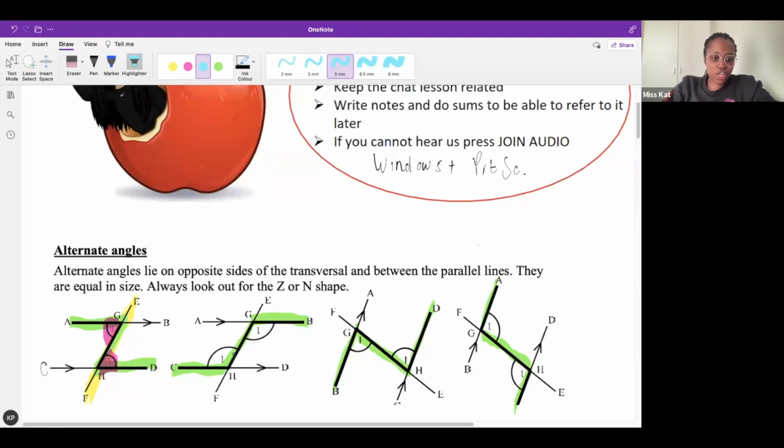Okay, so let's check them. Opposite side, this one's on the left, this one's on the right. Are they in the middle of the parallel lines? Yes, so they are alternate angles.